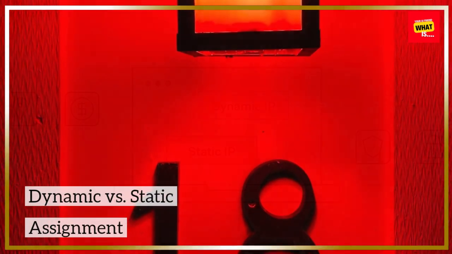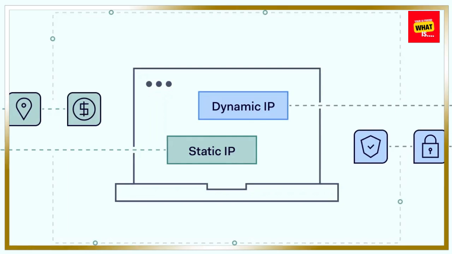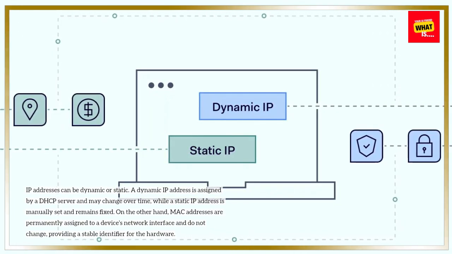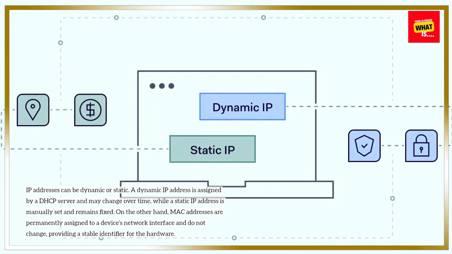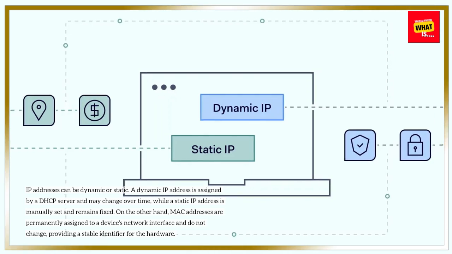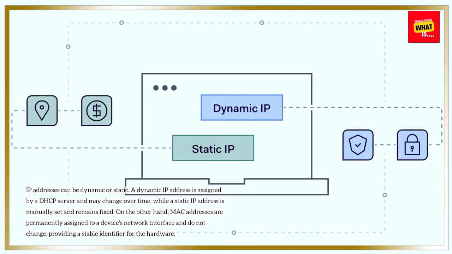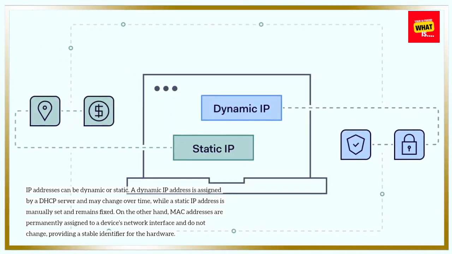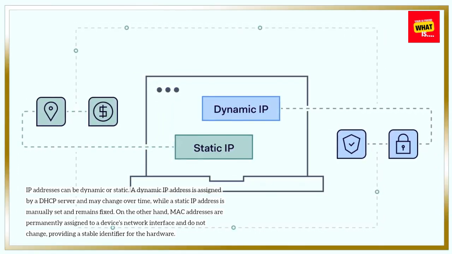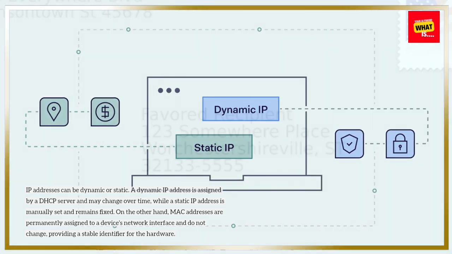Dynamic versus static assignment. IP addresses can be dynamic or static. A dynamic IP address is assigned by a DHCP server and may change over time, while a static IP address is manually set and remains fixed. On the other hand, MAC addresses are permanently assigned to a device's network interface and do not change, providing a stable identifier for the hardware.